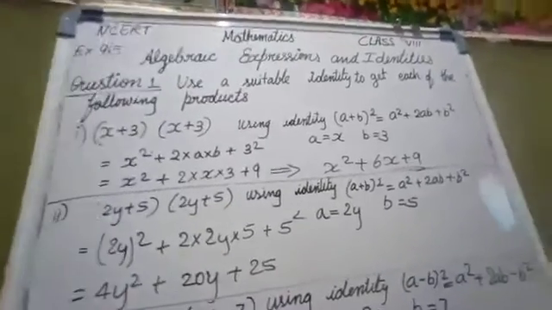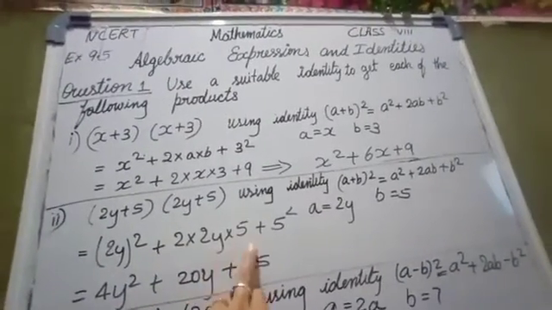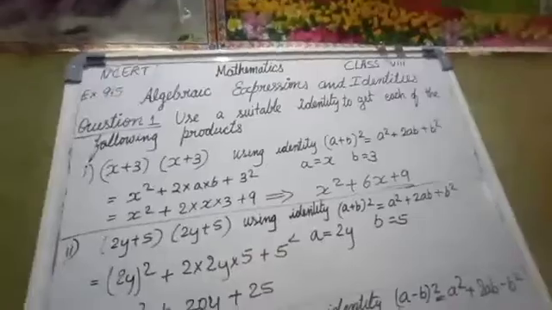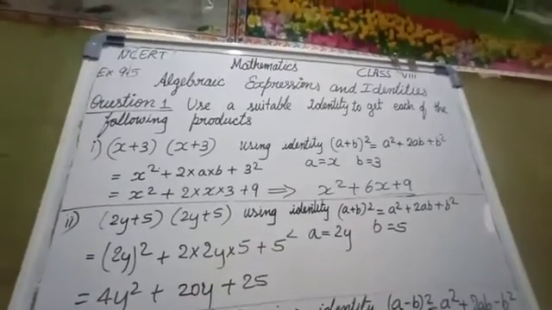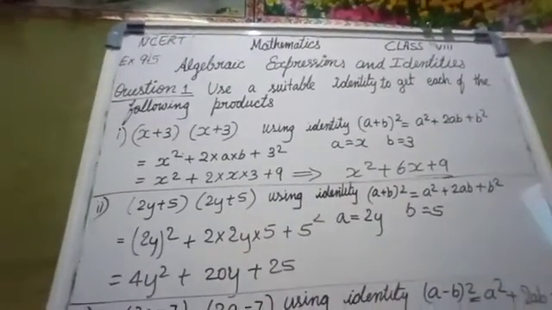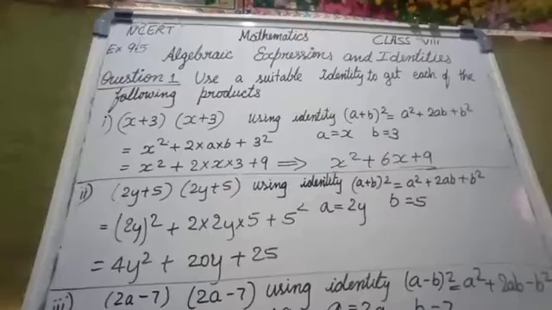How did we get the 20? 2 2s are 4, 4 5s are 20, into y. Then 5 square means 25. You have easily got the product. Now let us go to question number 3.